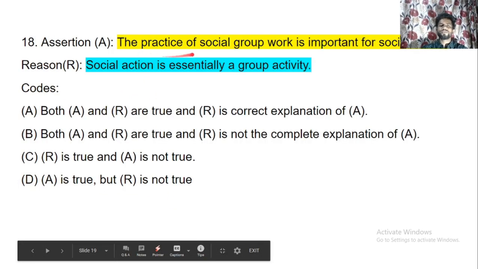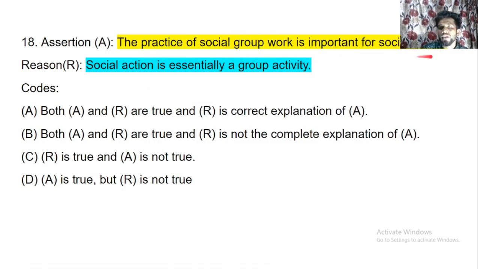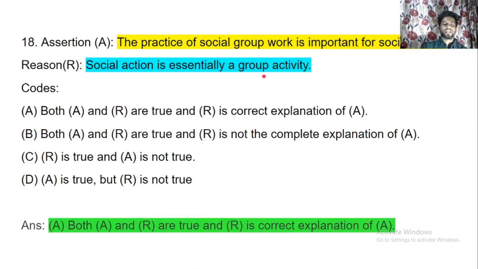The practice of social group work is important for social action. Yes, group work, because after group work we have community organization, and only then do we go for social action. So social group work and community organization are important for social action. Social action is essentially a group activity. Yes, both are correct, and R is the correct explanation of A also, because social action is only possible through some kind of activity, whether group or community activity.